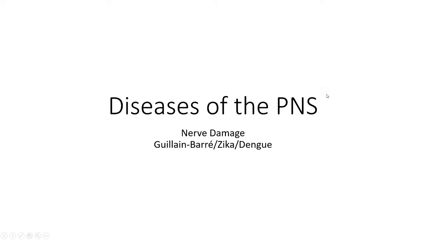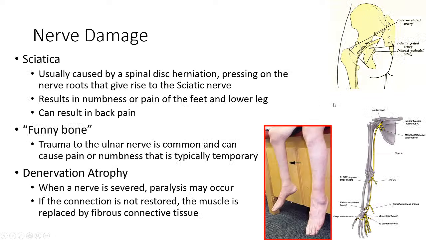So that was diseases of the central nervous system. We've got a couple diseases of the peripheral nervous system I'd like to cover. We've got nerve damage, which is due to trauma. And then Guillain-Barré, and then Zika and dengue. Remember Zika? Zika was awful. I mean, Corona's awful. Corona results in death. Zika resulted in malformation of the brain and affected babies, innocent babies.